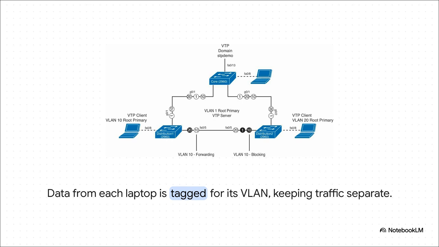And here you can see it in action. The second that traffic from the laptop in VLAN 10 hits that first switch, bam, it gets a 10 tag. And traffic from the laptop in VLAN 20, it gets a 20 tag. That tag is like a passport. It stays with the data the whole way, making sure it only goes where it's allowed and never mixes with other traffic. Then, right at the very end, just before the data gets to its final destination, the last switch strips that tag off.